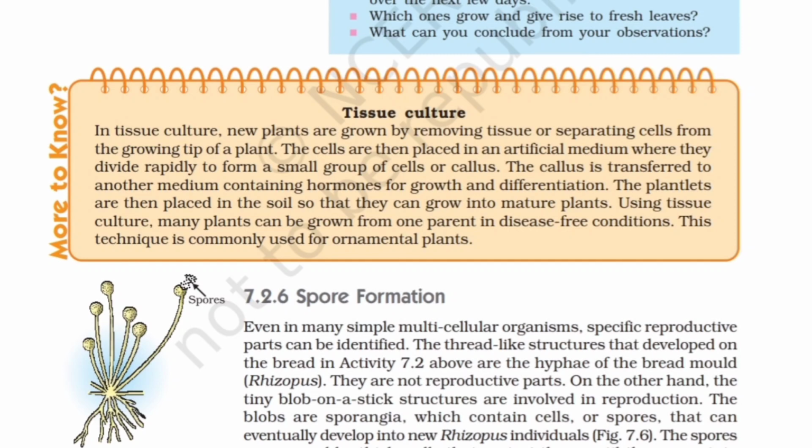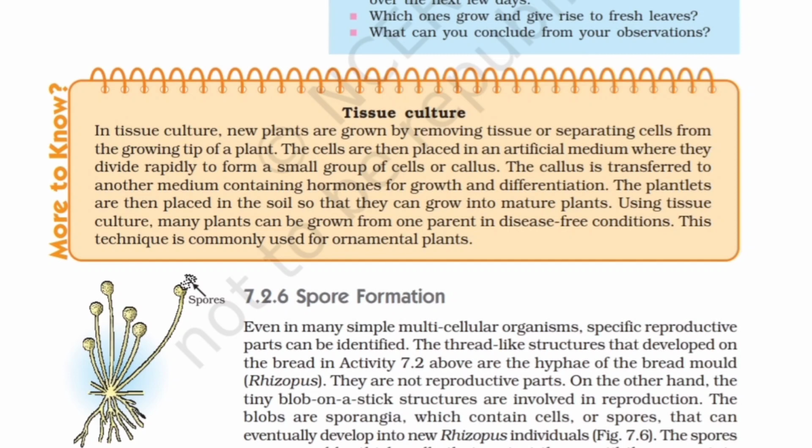Spore formation. Even in many simple multicellular organisms, specific reproductive parts can be identified. The thread-like structures that developed on the bread in Activity 7.2 above are the hyphae of the bread mold, rhizopus. They are not reproductive parts. On the other hand, the tiny blob on a stick structures are involved in reproduction. The blobs are sporangia, which contain cells, or spores, that can eventually develop into new rhizopus individuals, Figure 7.6.